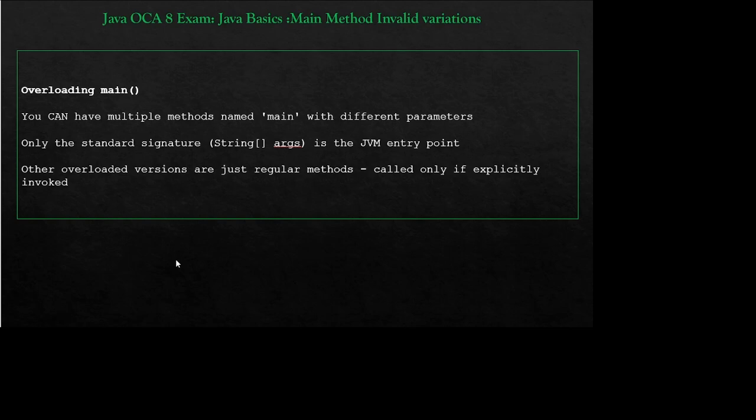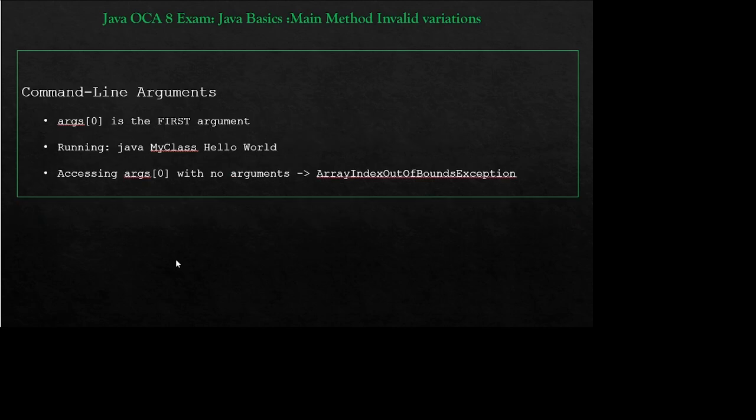Okay. Next one is command line arguments. So args[0] is the first argument when running. Say your class name is MyClass and you have compiled it using Java SE. Then you have MyClass.class file, right? So you are going to run it now. Say you run it as java MyClass hello world. In this case, hello will be args[0] and args[1] will be world.